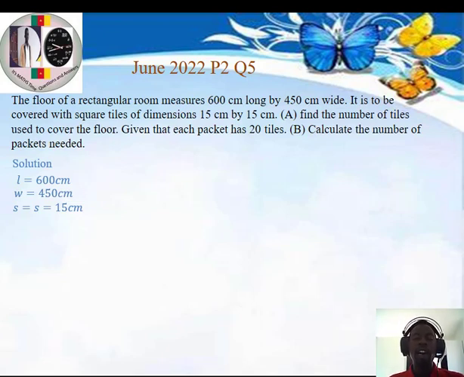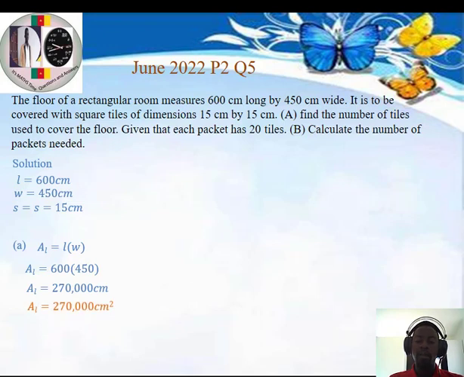Okay, with that understanding, part A says let's calculate the area of the room, which is length times width. We know the length is 600, so the area will be 600 times 450. If we multiply this, we are going to have 270,000 centimeters squared, because area is centimeters times centimeters, centimeters squared.